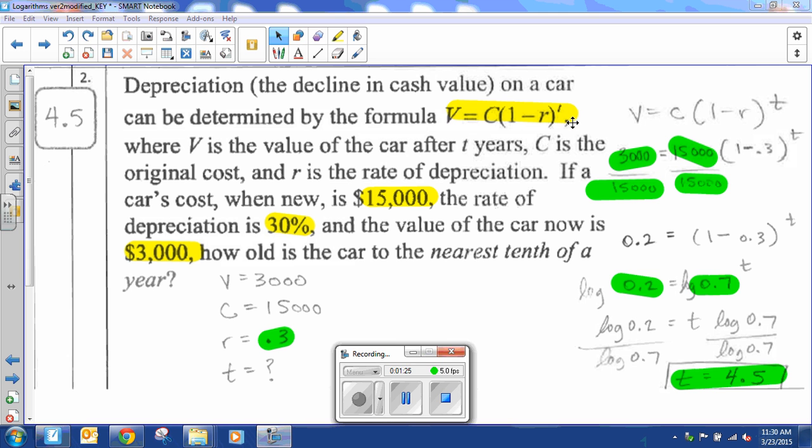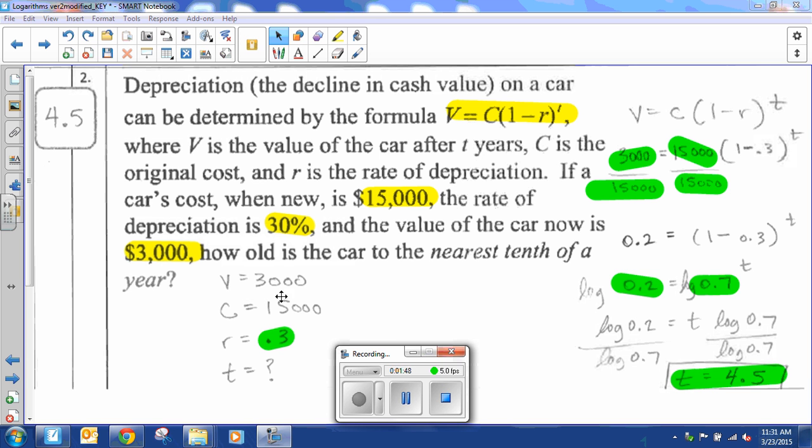Number 2, they give you the formula. They want to know the value of the car after T years. C is the original cost and R is the rate of depreciation. If a car's cost when new is $15,000, the rate of depreciation is 30% and the value of the car is now $3,000. How old is the car to the nearest tenth of a year?